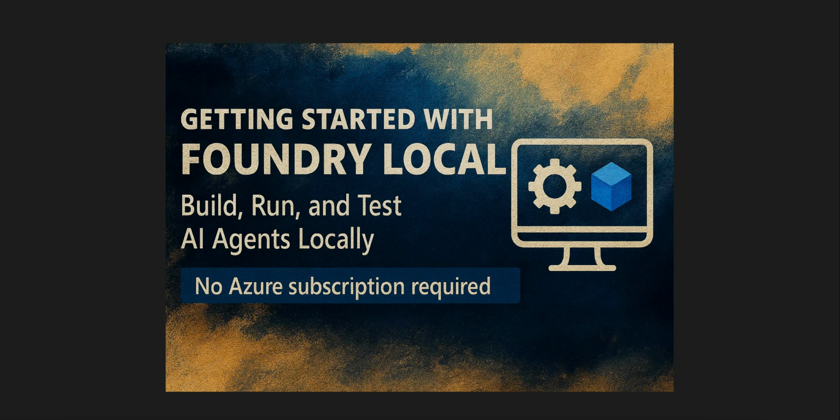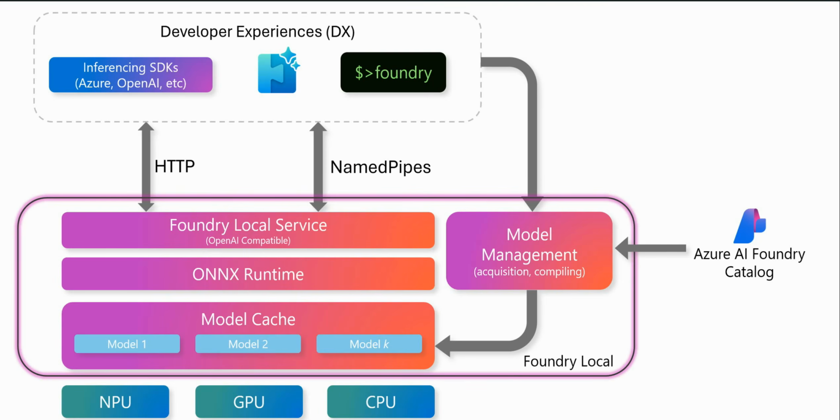But before that, let's understand the key components of this tool. There are three key components, I would say, which make this tool very useful. The Foundry Local architecture, which I am showing here, consists of three main components. The very first one is the Foundry Local service, which you can see, and it is OpenAI compatible. It means that we can use the OpenAI SDK to interact with this service.